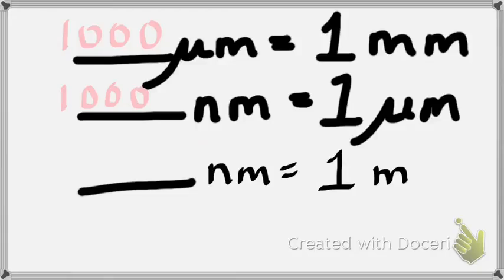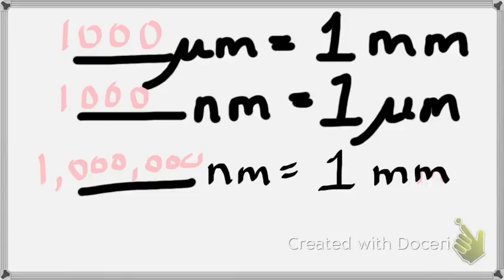Can you do the math up here for our last blank? How many nanometers would it take to make a meter? I'm sorry, that should be a millimeter. It's an error. It is 1,000 times 1,000. The question is, what is 1,000 times 1,000? It is a million.